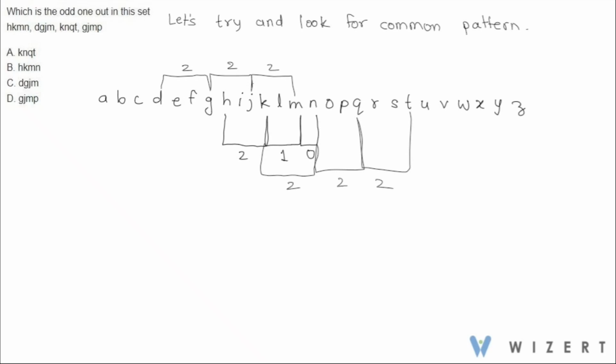GJMP. Here also we see 2, 2 and 2. So the odd pattern is 2 letters, 1 letter and 0 letters.